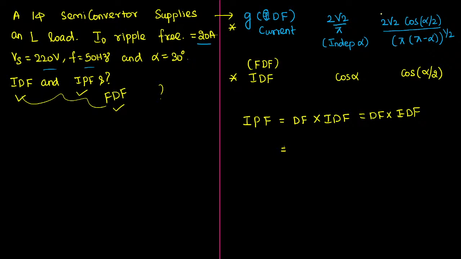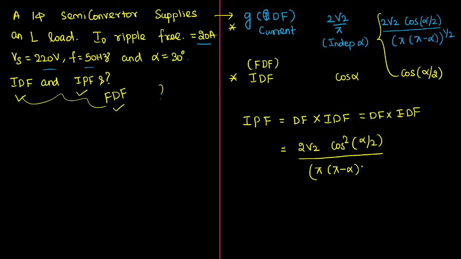We are talking about the semiconverter, so multiply these two. You'll get 2 × √2 cos square of alpha by 2, and in the denominator there is cos alpha, pi into pi minus alpha, with all of these under the root. So this formula is a little bit important. This is how we calculate the input power factor.